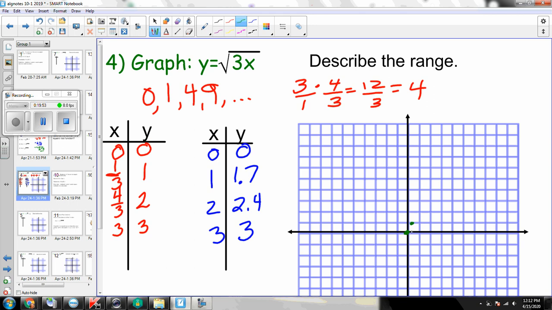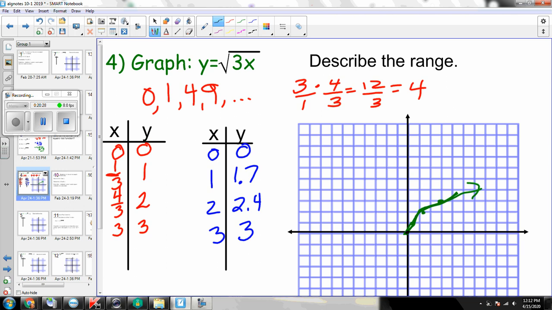4/3 is the same as 1 1/3, so I'm going to go a little bit past the 1 1/3 up to 2, and then 3, 3. And my graph, when I connect my points, I need to do a little bit better job of connecting my points, is going to look something like this, okay? Now, if I take the points on the second table and graph them, you're going to see that it's on the same graph.